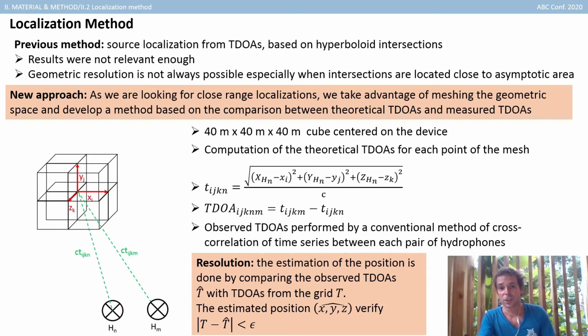About the localization, the previous method was based on hyperboloid intersection, but results show a lot of ambiguity and it was very time consuming. So our new approach takes advantage of the fact that the space we want to localize is pretty small. We can compute the theoretical TDOA as before, and then new observed data just have to be compared with this theoretical grid.